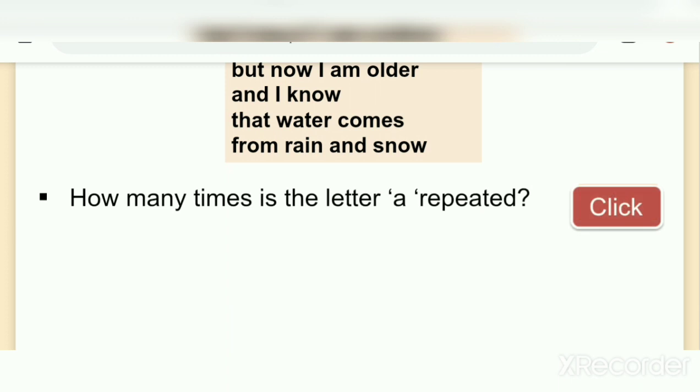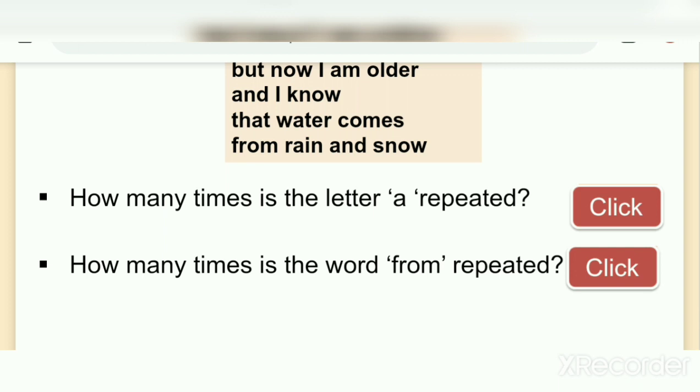We all enjoyed the poem, didn't we? Now read the poem and answer the following questions. How many times is the letter A repeated? How many times is the word from repeated? Click for answer.